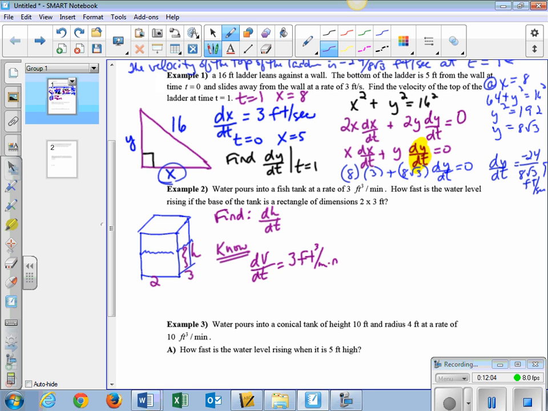And I need to come up with a formula. If I'm looking at my formula, all I can think of is volume is length times width times height. 2 times 3 times h. So my volume that I'm going to be working with is just 6h. So let's find the derivative.